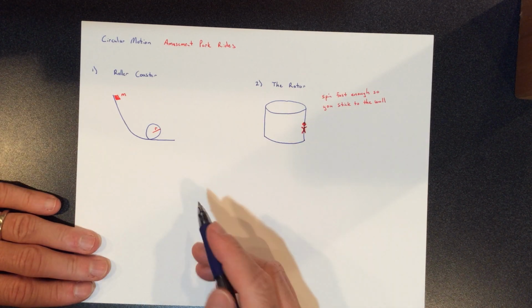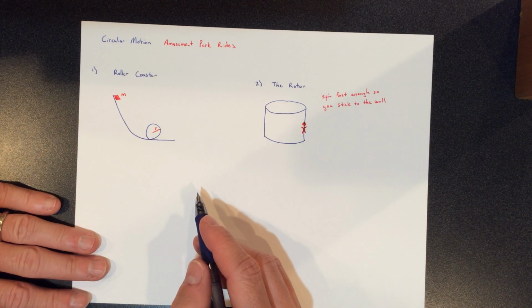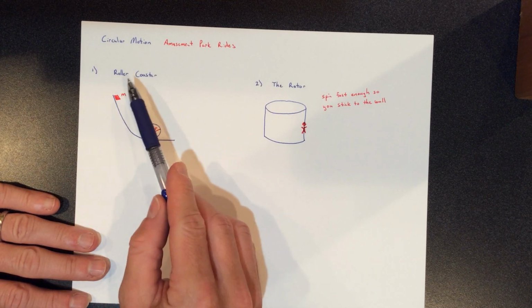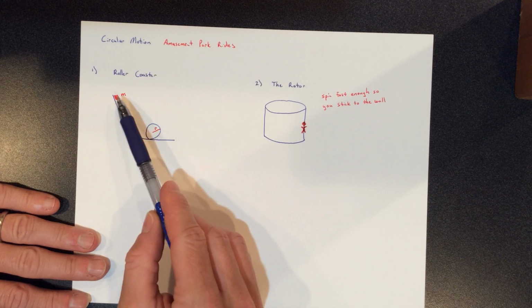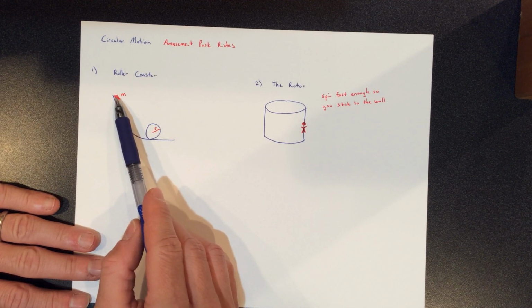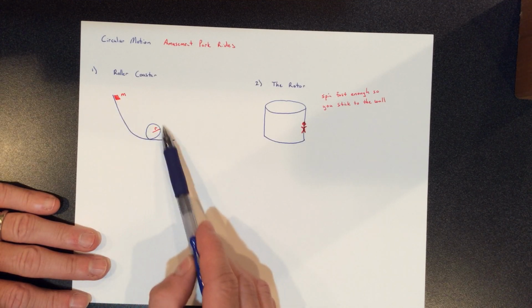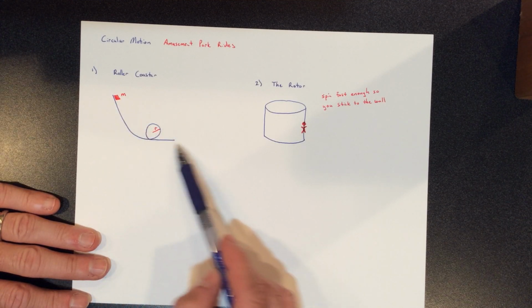Okay, let's look at two kind of classic amusement park rides and how circular motion is involved. So the first one we're going to do is the old loop-de-loop on a roller coaster. This is some mass M roller coaster car, and it's going to come down this hill and then go around this loop-de-loop, and it's going to make it around the loop-de-loop.